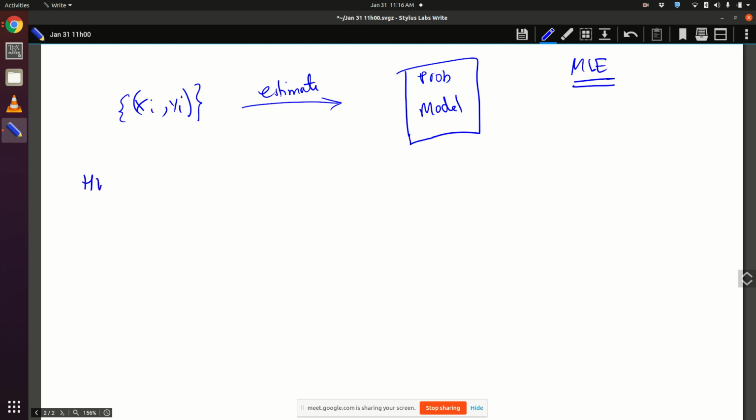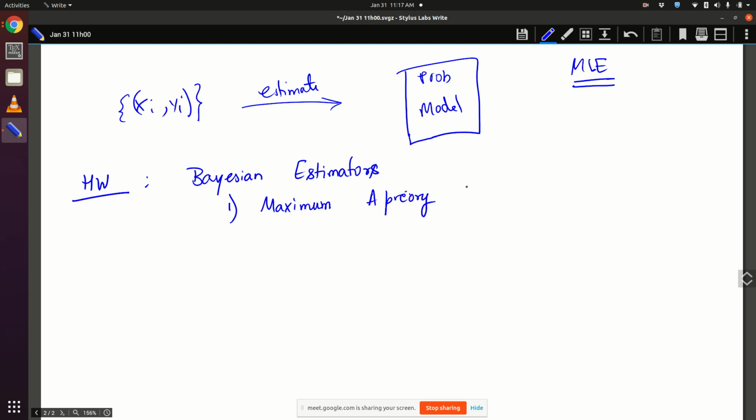So one more homework is this. It is a little bit more elaborate, but there is a topic called Bayesian estimation, Bayesian estimators. There are things which are called maximum a priori, or MAP estimators, and then mode of the posterior. These are all various types of Bayesian estimators. So I will leave you to go and read this.